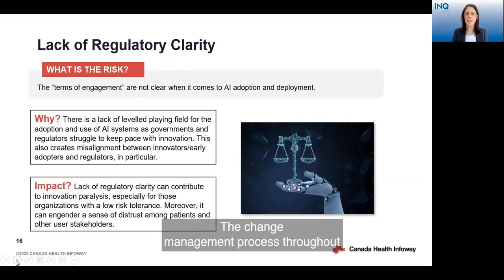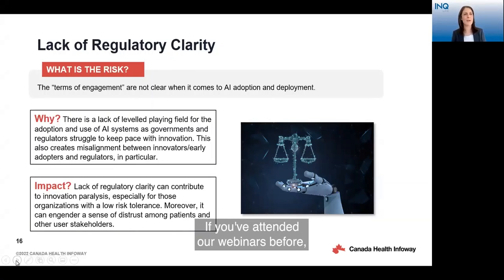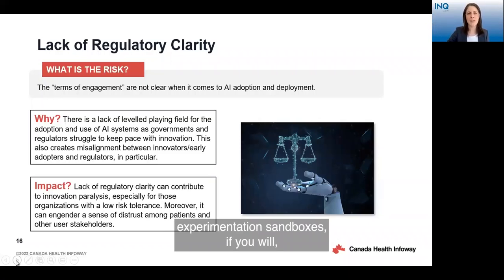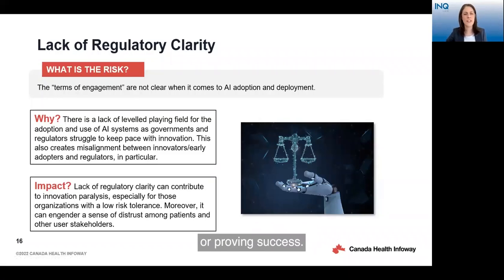The change management process throughout all of this is also extremely important. If you've attended our webinars before, you've heard me talk about that. Getting that element of digital literacy right front and center, getting senior level buy-in, incredibly important. Establishing those experimentation sandboxes, if you will, is also critical for really ultimately establishing or proving success.